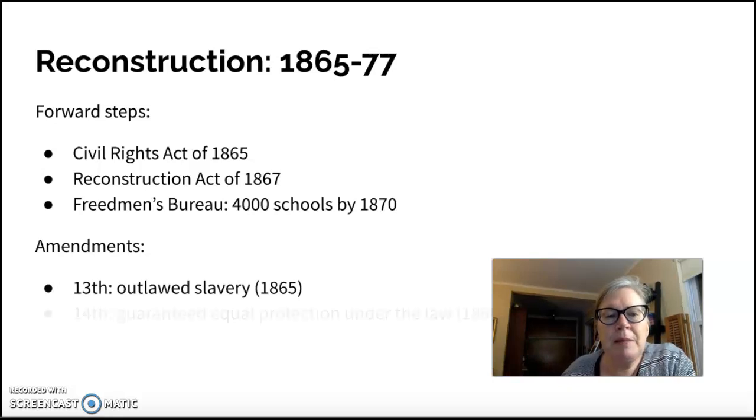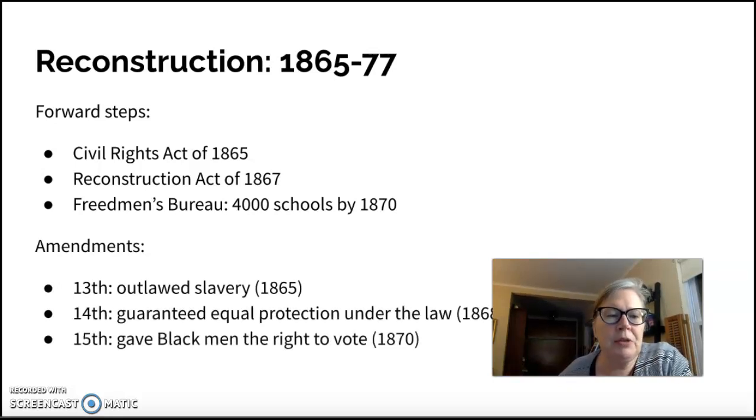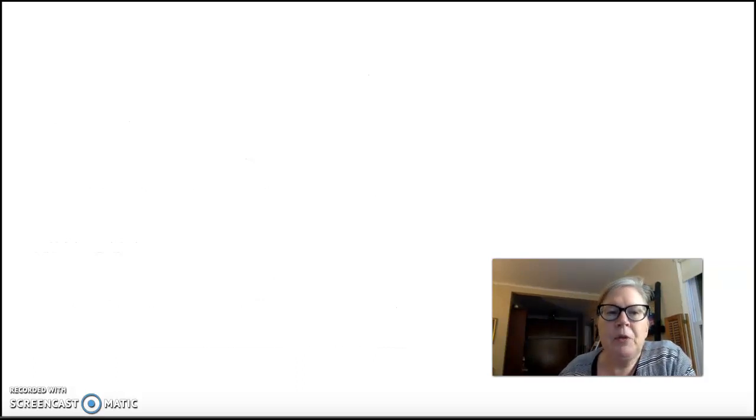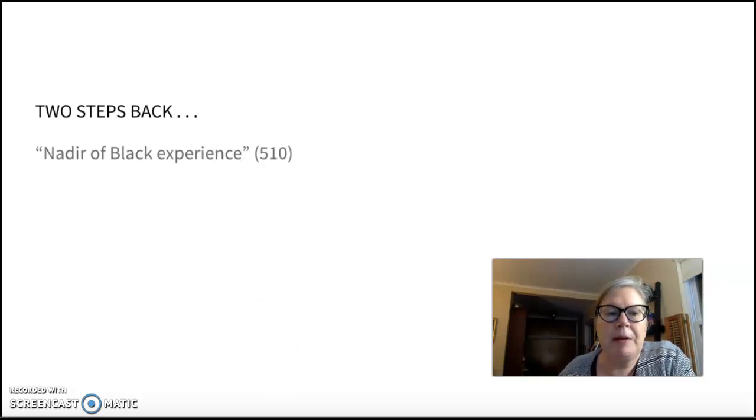We see 3 amendments passed in a short time. The 13th, which outlawed slavery, the 14th, which guaranteed people equal protection under the law, and the 15th, which gave Black men the right to vote in 1870. So with all of this progress, we also get a couple steps back.